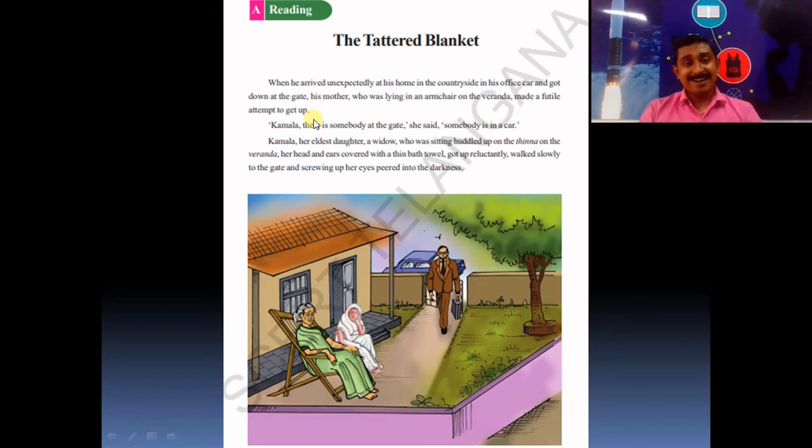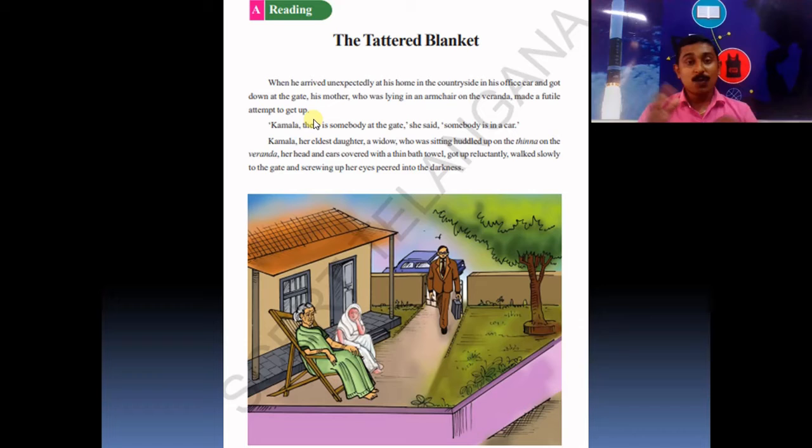So a person arrived unexpectedly at his home. A person arrived unexpectedly at his home in the countryside. Countryside is nothing but a village area. He has come in his office car and got down at the gate. He stopped the car at the gate and was walking towards his house.